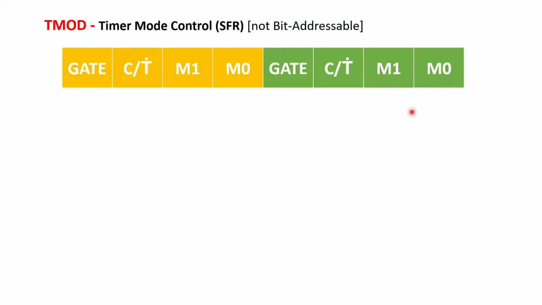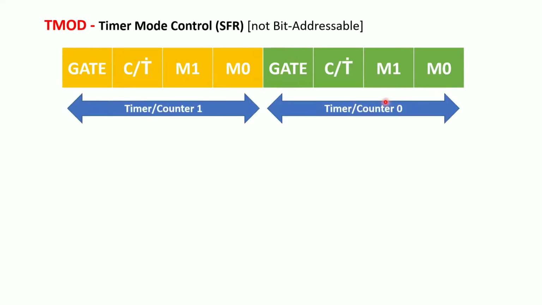Okay, so this lower 4 bits is dedicated to your timer or counter 0, and this is dedicated to your timer or counter 1. Why? Because there are two different timers, timer 0 and timer 1. That's why we have two different parts of this register.